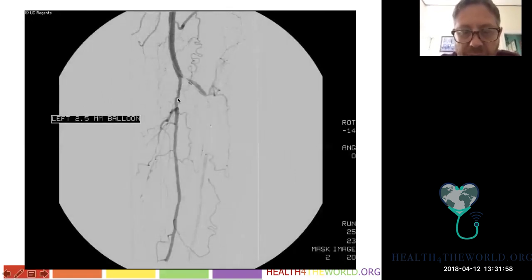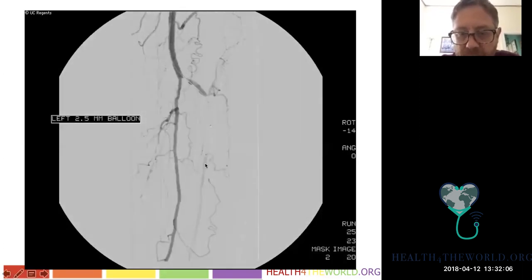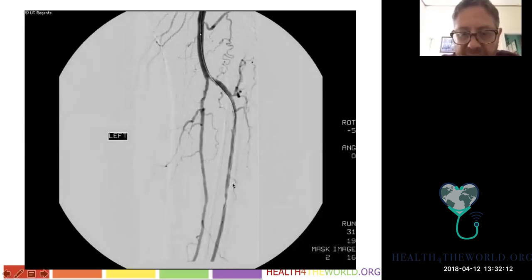It looks a little irregular, but pretty good. And there's a high-grade stenosis here of the anterior tibial, and poor filling distally right here with a collateral going around it. And we angioplasty it, and it looks great.